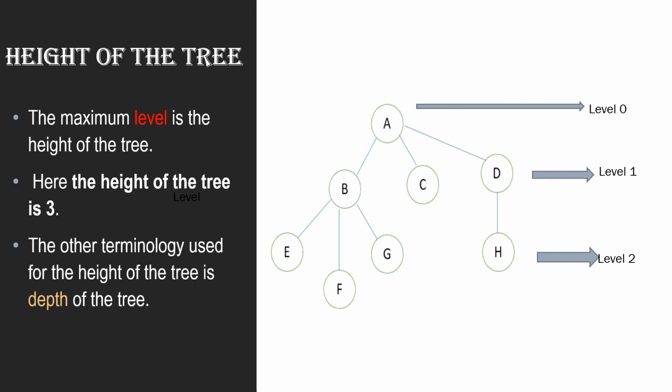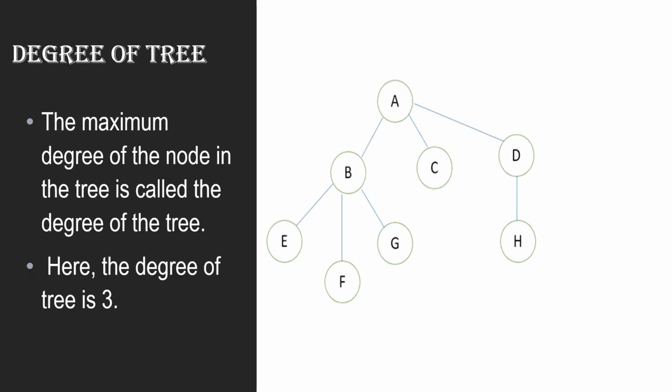Next is height of the tree. The maximum level is the height of the tree. Here the height of the tree is 3, because the levels are 0, 1, 2, so the total number of levels is 3. The height of the tree is 3. In other terms, we can say this height is the depth of the tree also. The depth of the tree is 3 here.